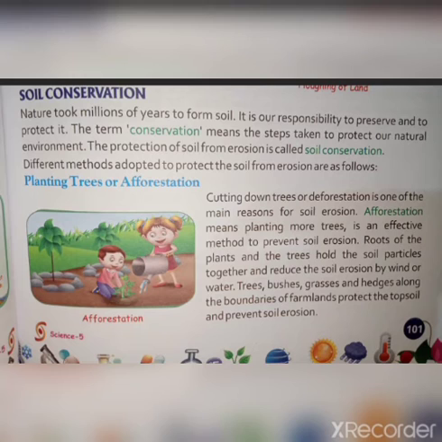Now the last topic is soil conservation. We have to conserve the soil. So what is soil conservation? Nature took millions of years to form soil. It is our responsibility to preserve and protect it. The term conservation means the steps taken to protect our natural environment. The protecting of soil from erosion is called soil conservation. Conservation means protection.